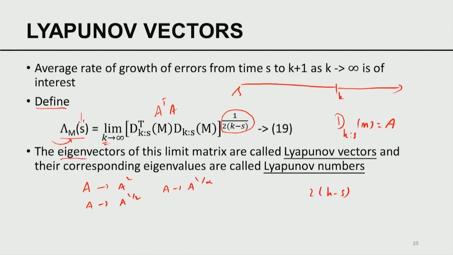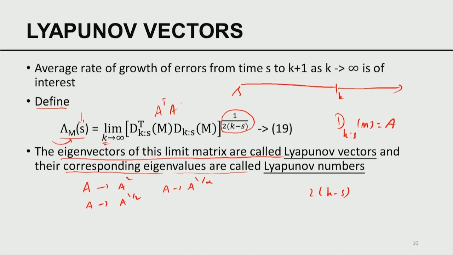The eigenvectors of this limiting matrix are called Lyapunov vectors, and the corresponding eigenvalues of this limiting matrix are called Lyapunov numbers. We are going to talk about these two, but before we go there, I would like you to appreciate the definition of this matrix. So what is this? It is a product of A transpose A. A transpose A is the Gramian. A transpose A depends on s and k. I'm keeping s and M, the model, fixed. I'm letting k go to infinity. I'm interested in the 2 times (k minus s) root of this product matrix, and that's the limit matrix.